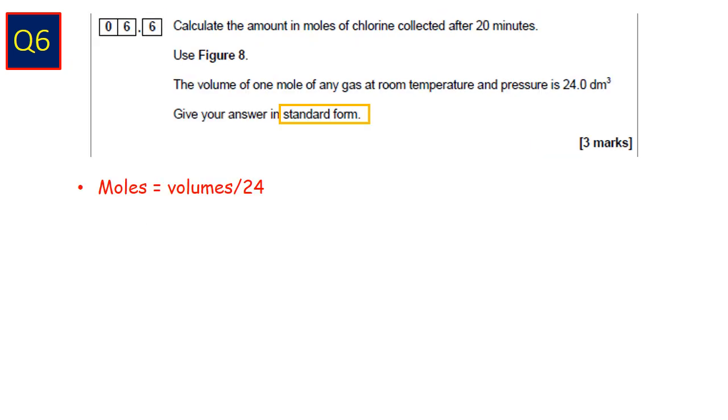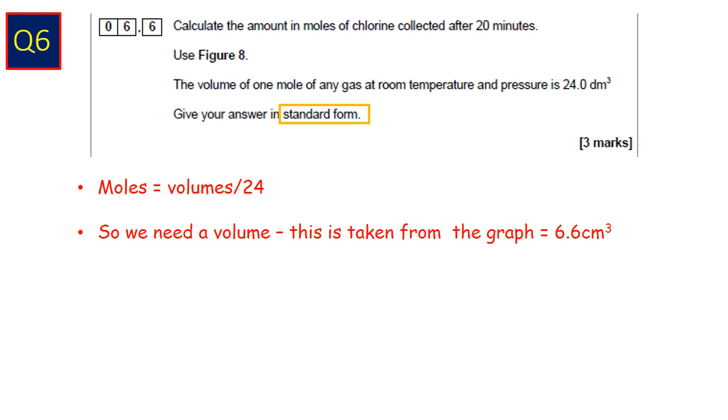So we're asked to calculate the amount in moles of chlorine collected after 20 minutes. The volume of 1 mole of any gas at room temperature and pressure is 24 decimetre cubed. Give your answer in standard form. They also hint that we need to use a graph. So they've mentioned 24 decimetre cubed. That tells me I want to use this equation, moles equals volume divided by 24. So I need to get my volume from the graph, and if I go back and do that, I get a value of 6.6 centimetres cubed.